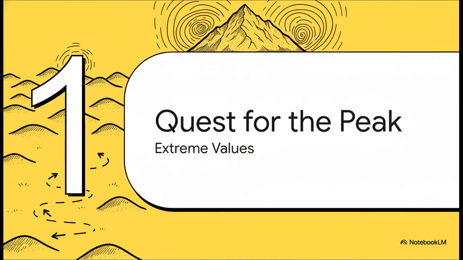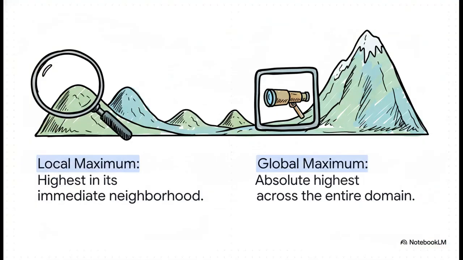Just like on any map, you've got your smaller hills, and then you've got the one true highest mountain in the whole range. Well, in math, we have a name for these, extreme values. And this difference between local and global is super important. A function can have a whole bunch of local peaks. Just think of them as little foothills. But there can only be one absolute highest point across the entire map. That's our Mount Everest, the global maximum.